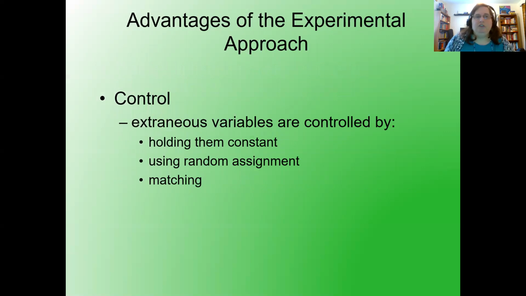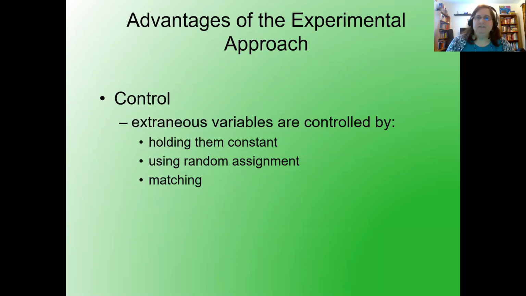Control. Extraneous variables are controlled by holding them constant using random assignment, matching, which is something we'll talk a little bit about later on. But I'll give you a quick example: if you have a 32-year-old white female in one group, then you would try to have a 32-year-old white female in your other group. That's the idea of matching, trying to control on as many factors as possible. There's a little more to it, but that's the basic idea. Okay?